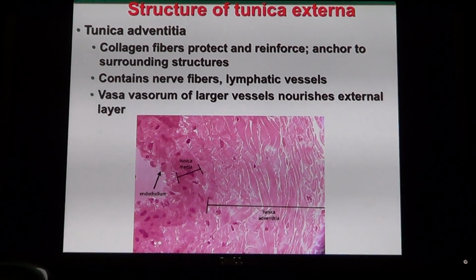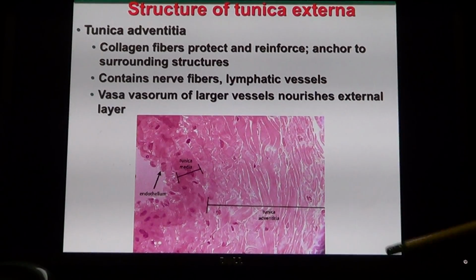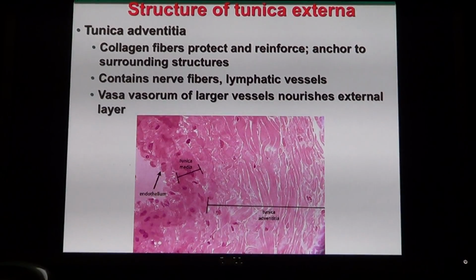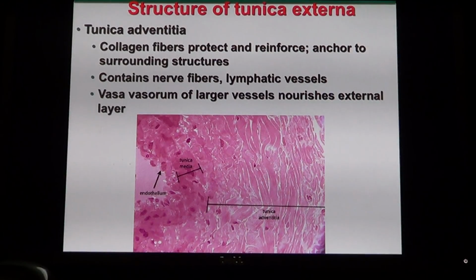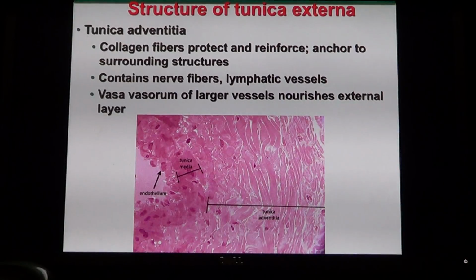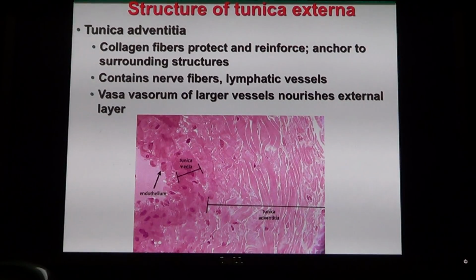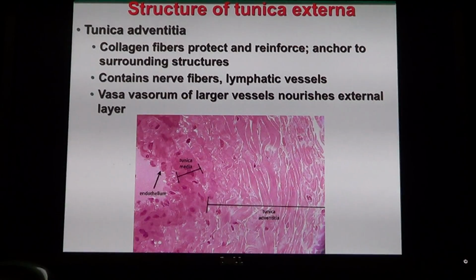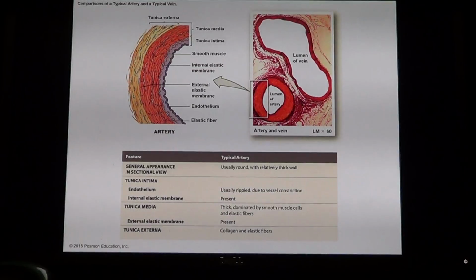The other thing is that blood vessels are also organs. Those organs require innervation, which is nerve fibers, and next, lymphatic vessels. Lymphatics help to maintain interstitial space pressure and content. Vasa vasorum, meaning the blood vessels supplying blood to the blood vessels. So the large blood vessels have the vasa vasorum that supply blood to them, just like any other organ.